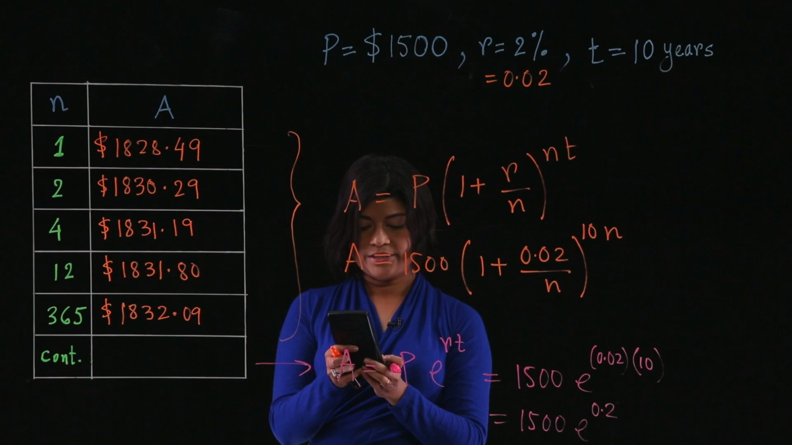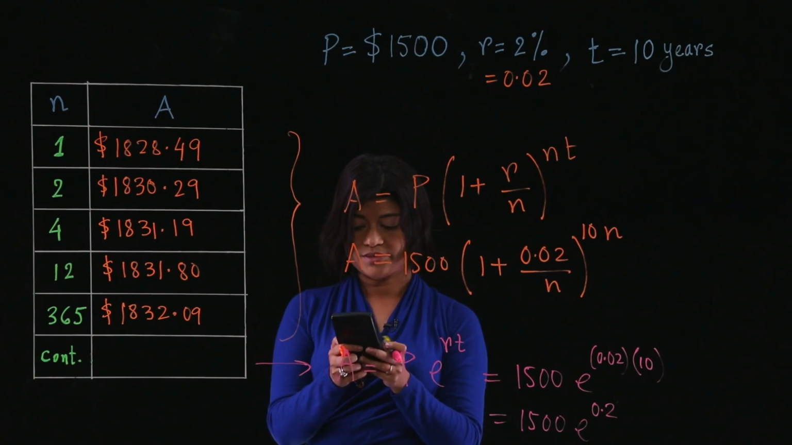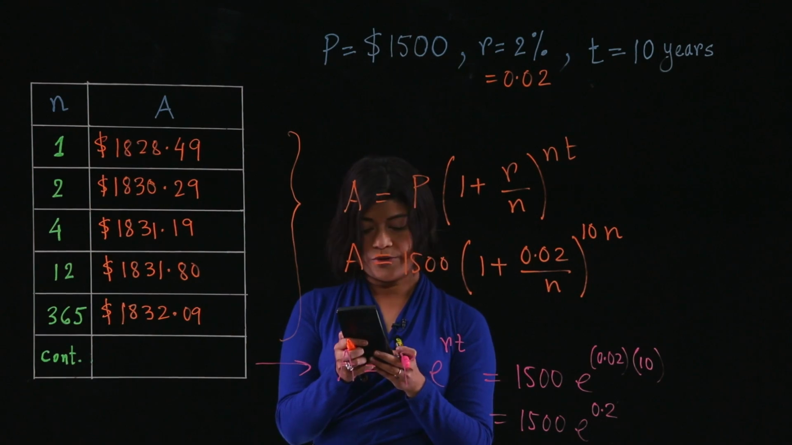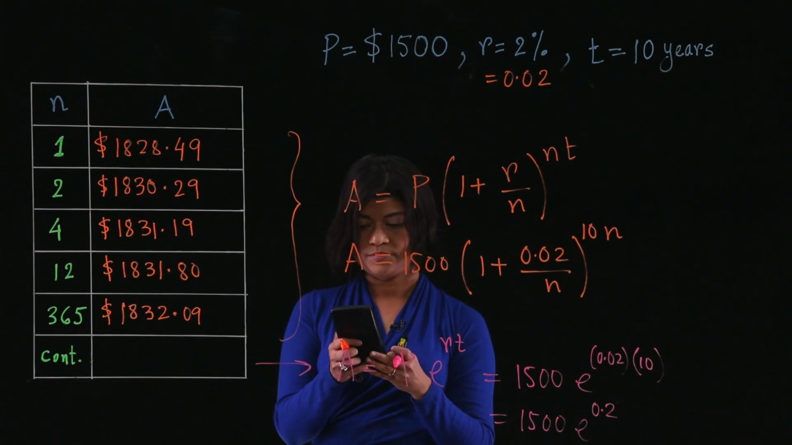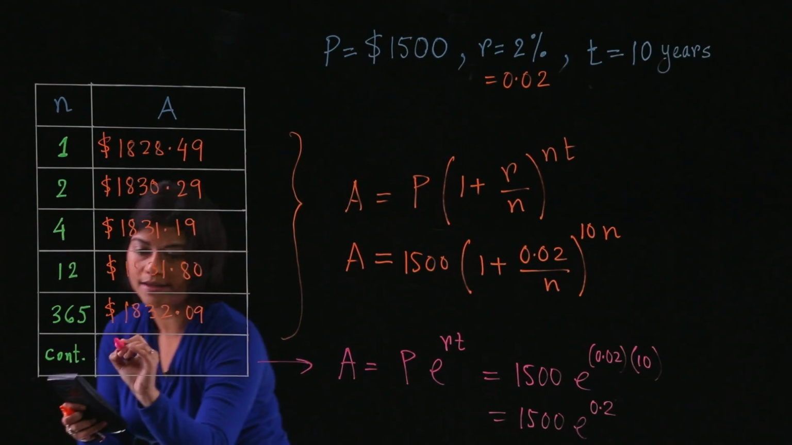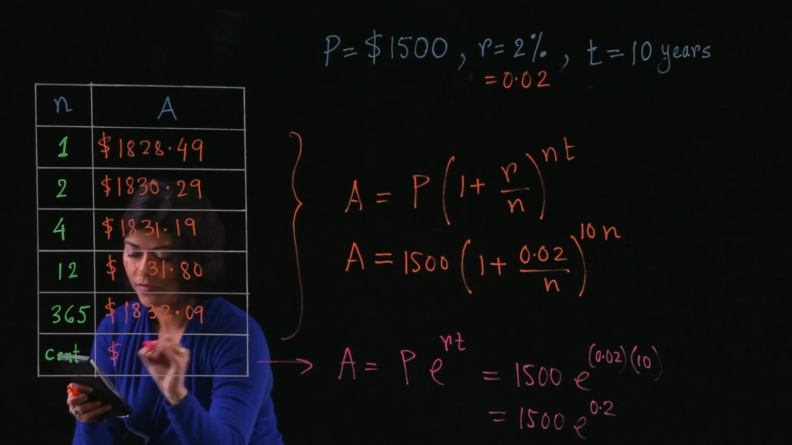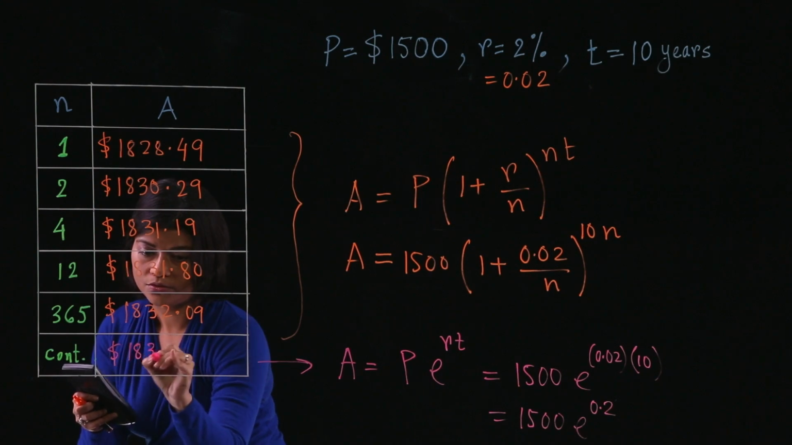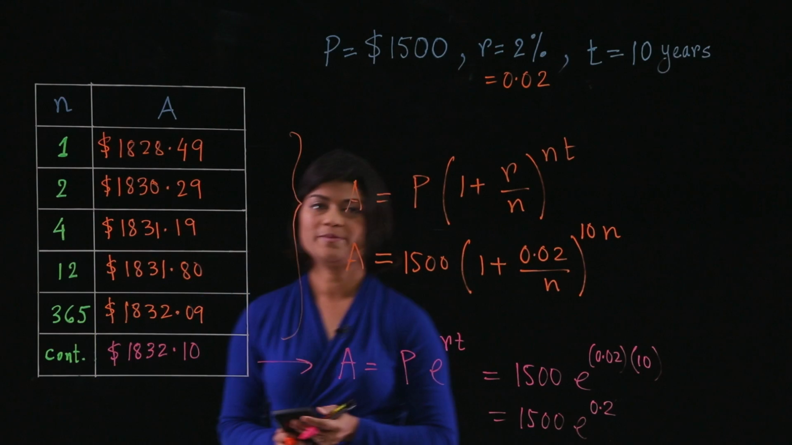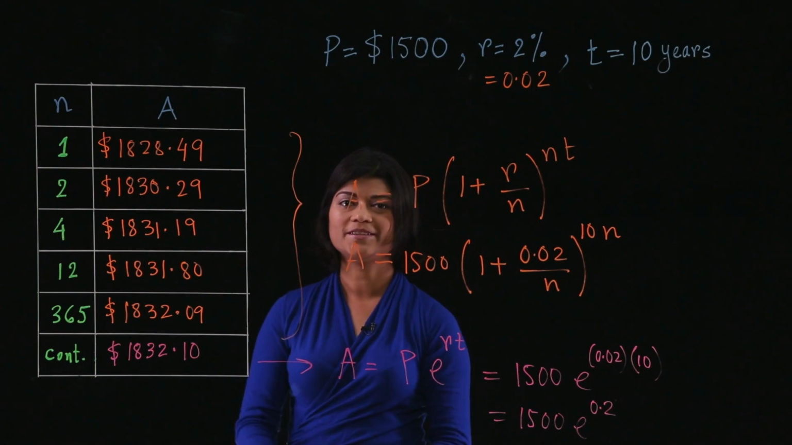So we have 1,500 times, use the exponential function, e to the power 0.2. And the balance for continuous compounding is 1832.10 approximately. So we completed the table.